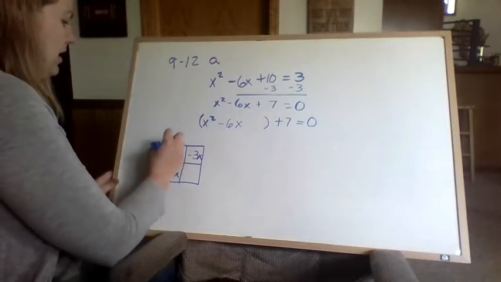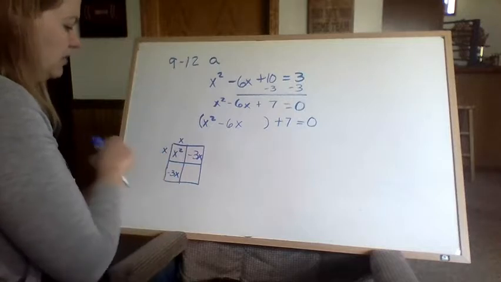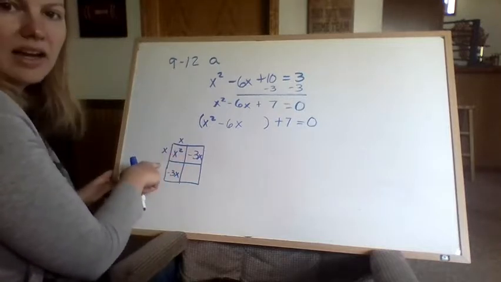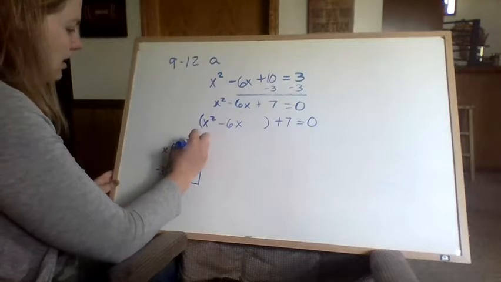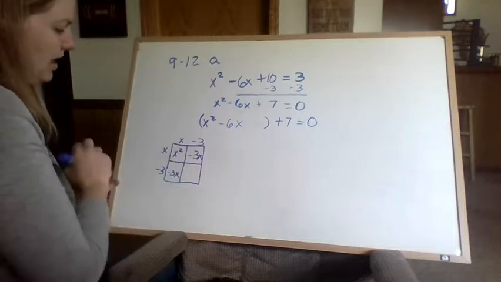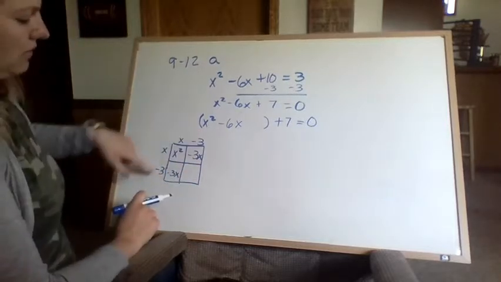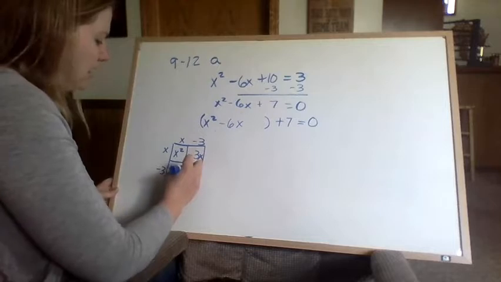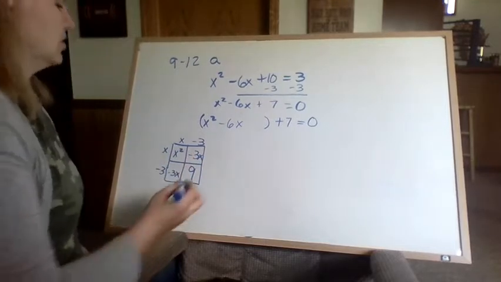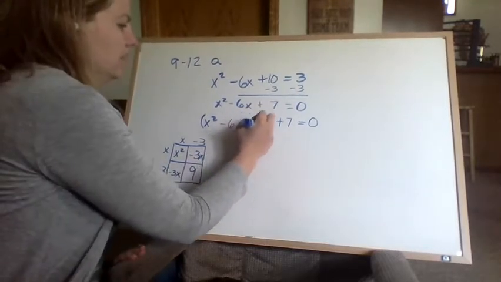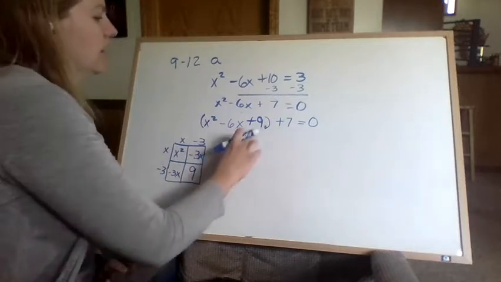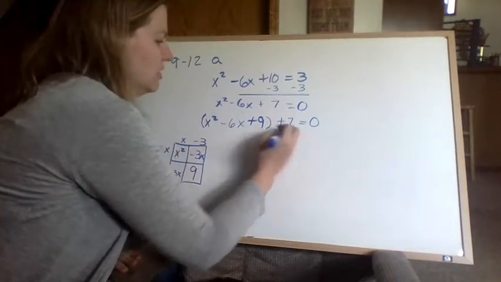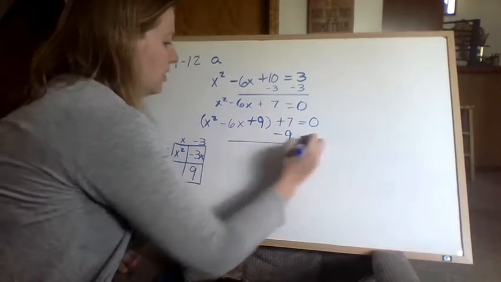And I can go ahead and solve here. So I need x times x to get x squared. And then I need x times negative 3 and x times negative 3. Notice that those are the same. So now I'm going to take negative 3 times negative 3, and that gives me 9. So I need to add 9 here to make that. So it's x minus 3 all squared. And then I need to subtract 9 to manipulate my equation.